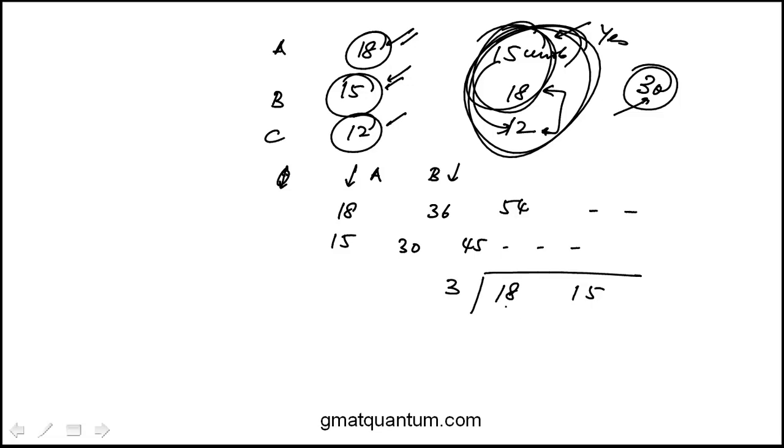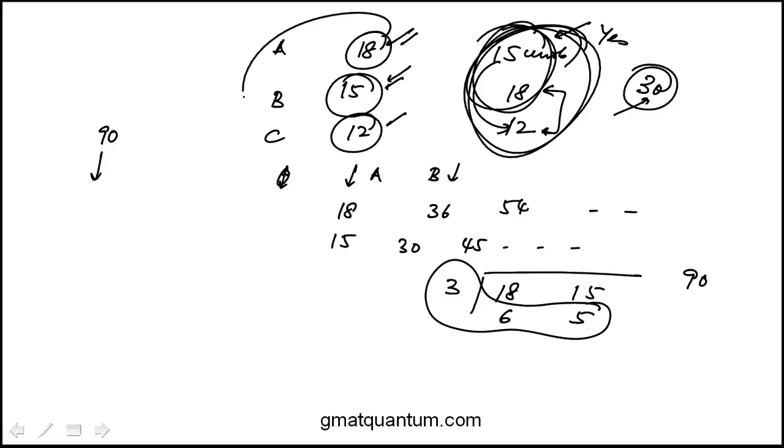So I divide by 3, 5, no other common factor. I multiply these numbers, and that's 90. So I know that every 90 minutes, these two machines are going to come online, and the generator will come on. So 90, 180, 270. Every 90 minutes, the generator is going to come on.